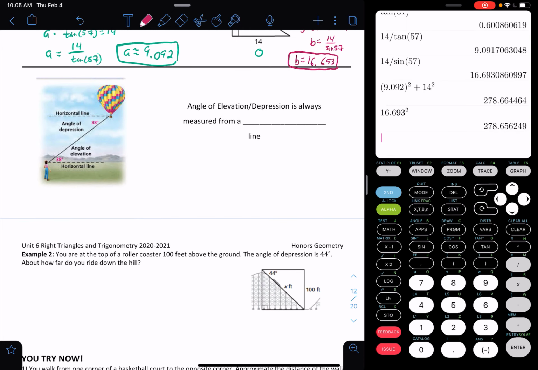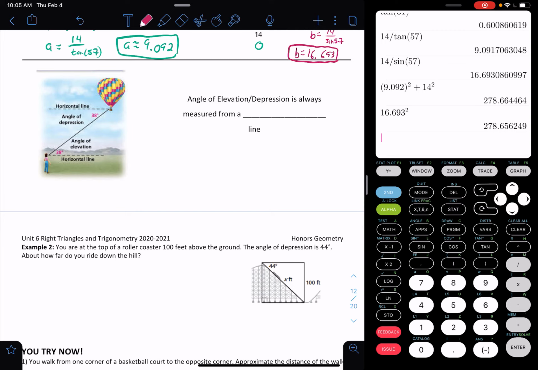All right, so in here, we've got angle of elevation and angle of depression. Okay, so we've got this person standing right here. They look out and then up, creating this angle of elevation. Similarly, up top in this hot air balloon, you've got a person looking out and then down, creating this angle of depression. Okay? So an angle of elevation or depression is always measured from a horizontal line.